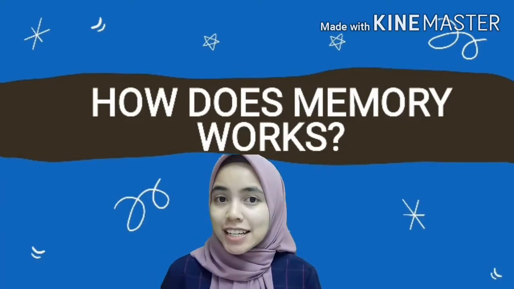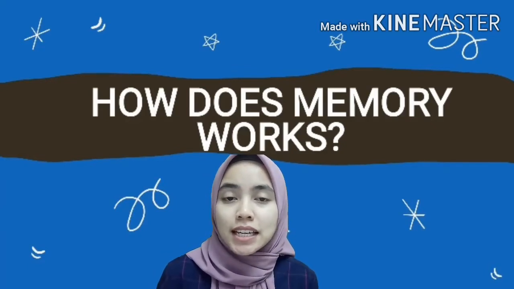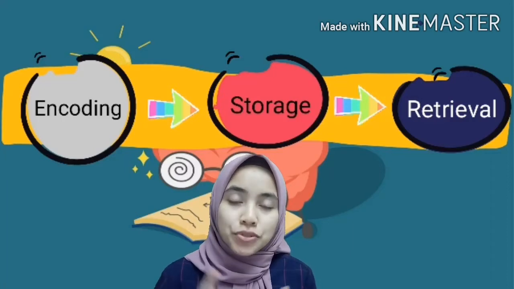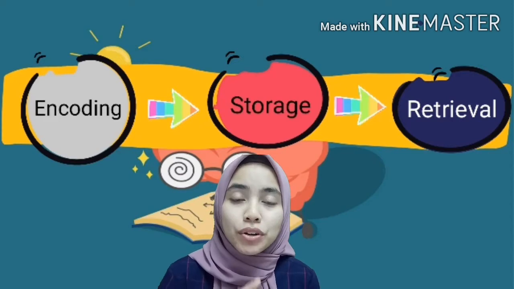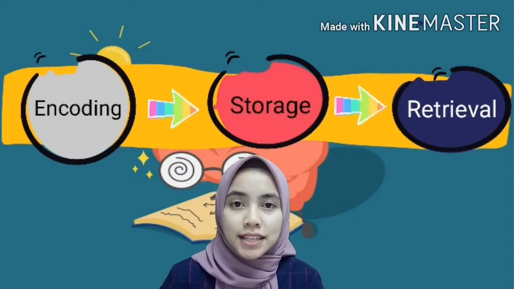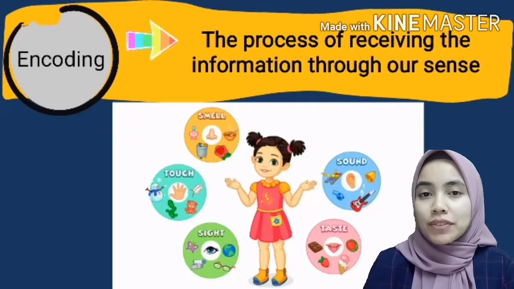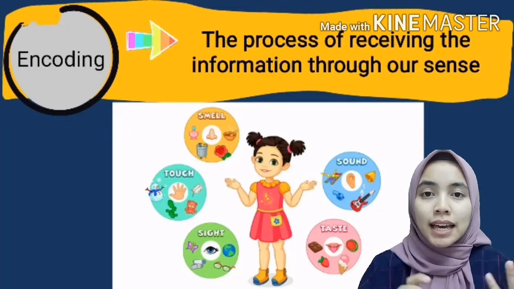Okay, how does memory work? So there are 3 stages in how memory works. First is encoding, second is storage, third is retrieval. So we go to the first stage. Encoding is the process of receiving information through our senses, such as smell, sight, touch, sound, and taste.